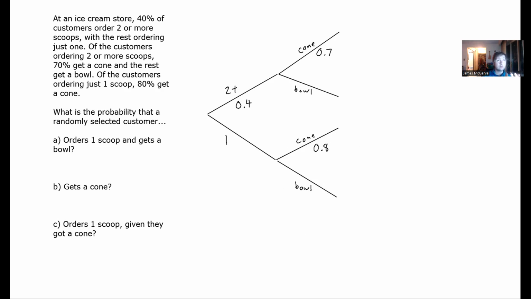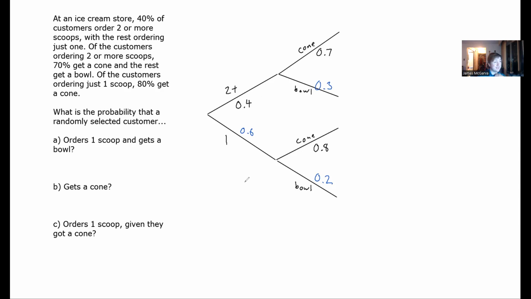But what we're going to do now is fill in the gaps. Every time we branch out from a point, the probabilities have to add up to 1. So if this is 40%, then the rest of them must be 60%. These have to add up to 1, so just do 1 minus 0.4. Same thing up here. 1 minus 0.7 is 0.3. And 1 minus 0.8 is 0.2. We're just making sure that these all add up to 1. 0.8 plus 0.2 adds up to 1. 0.7 plus 0.3 adds up to 1. 0.4 plus 0.6 adds up to 1.